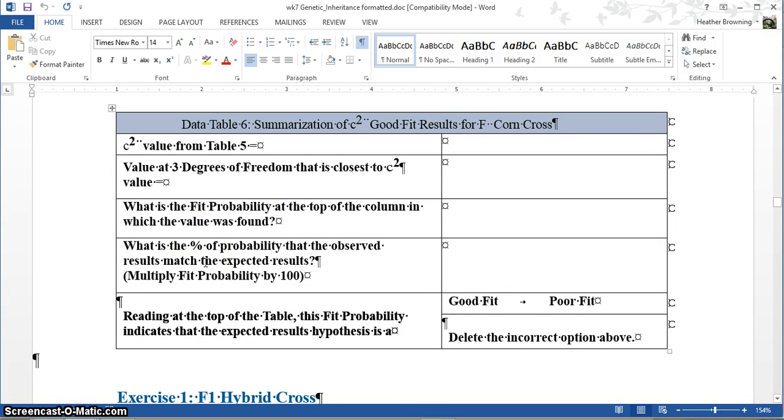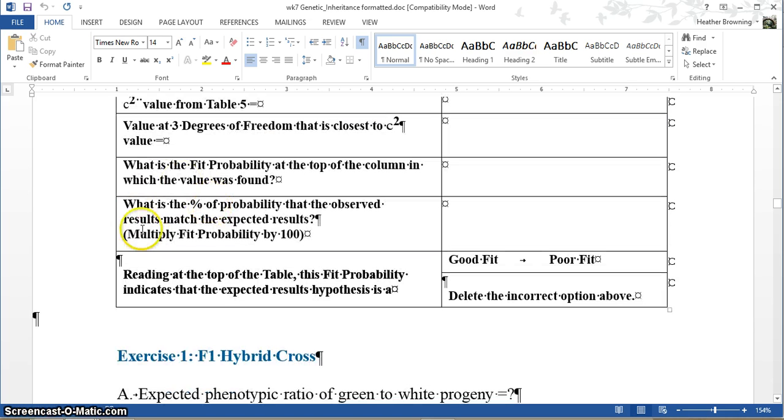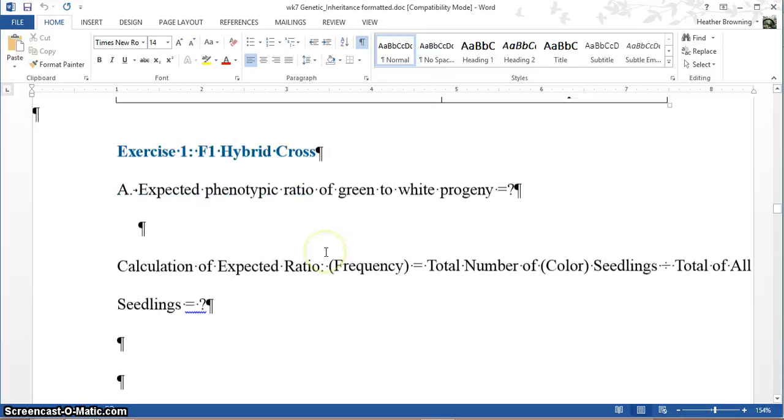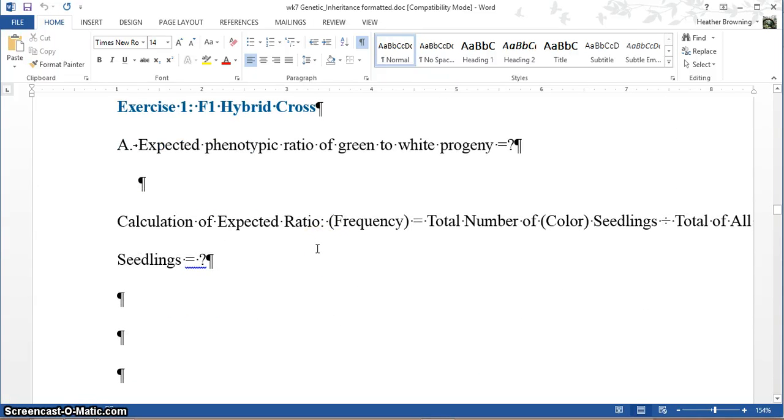Alright, it's chi-squared. We bring it down. We have a value of 3 degrees of freedom. So then what's the probability? And is it a good fit or not? You just circle one. You can just delete the other one. Okay, so then let's get into it. The lab manual walks you through how to do all that pretty clearly, if I remember correctly.